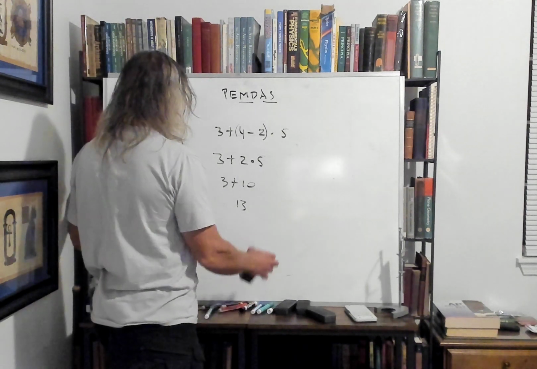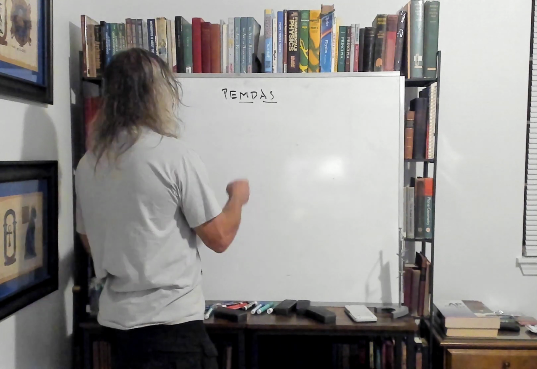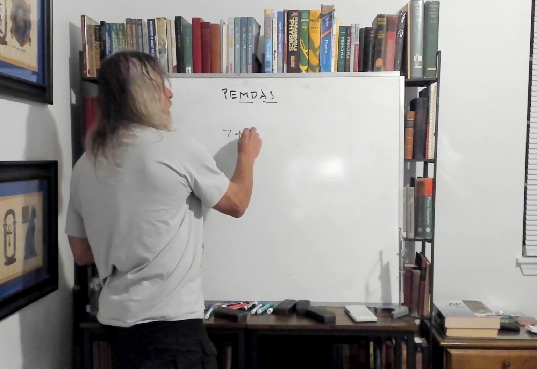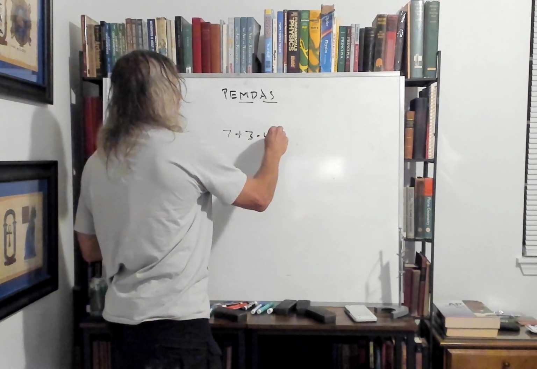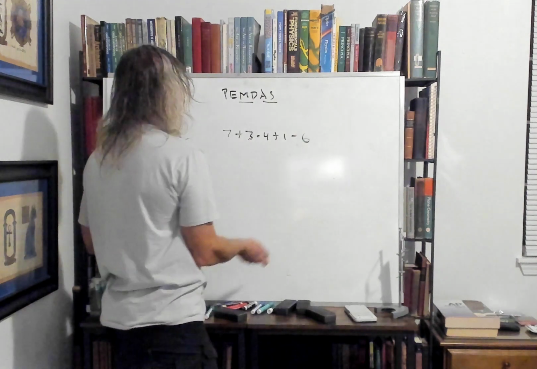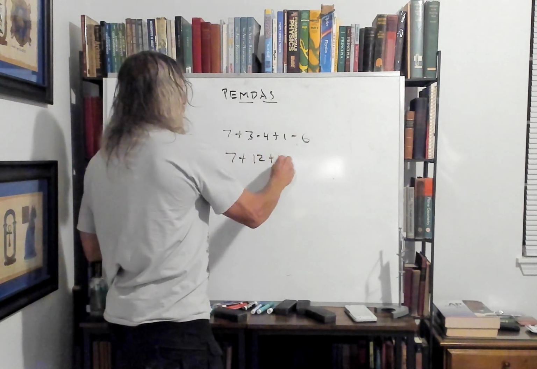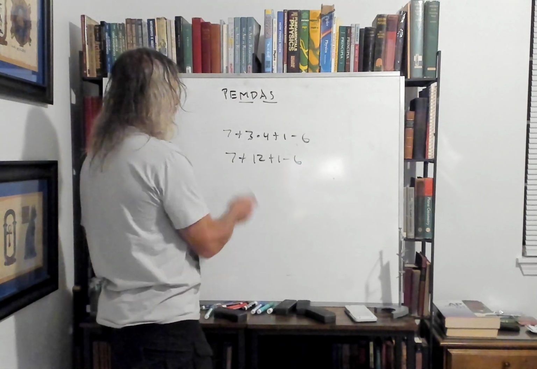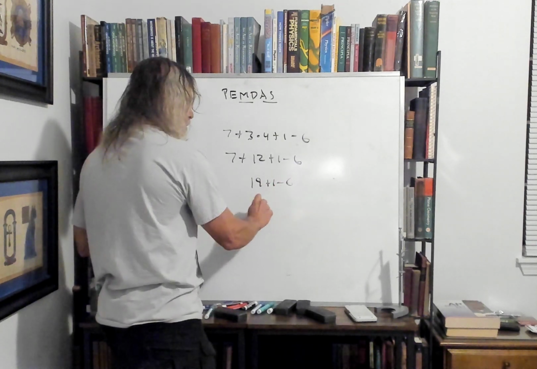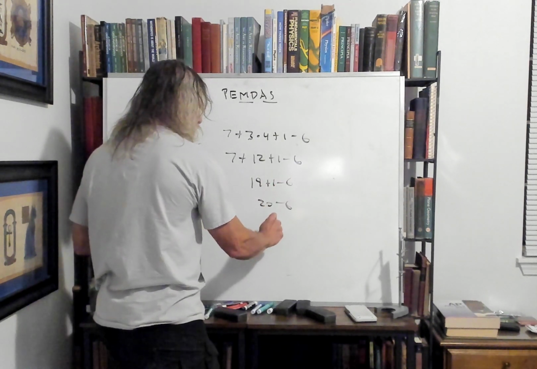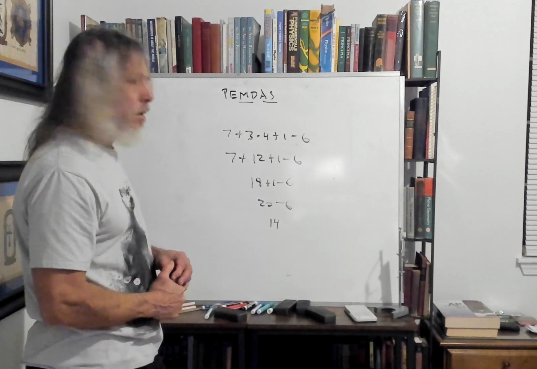Or we got 7 plus 3 times 4 plus 1 minus 6. Multiply first. And then left to right, 19 plus 1 minus 6. 20 minus 6, 14. Okay, 14.